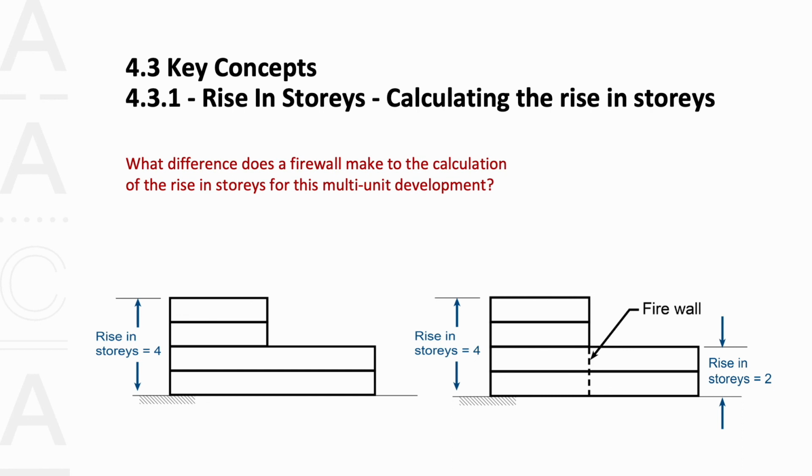Within the firewall, the rising stories is 4 for the left section and 2 for the bit on the right. So the provisions that would apply to each section are potentially different. This doesn't mean that the builder would automatically build the two sections to different standards, by the way.